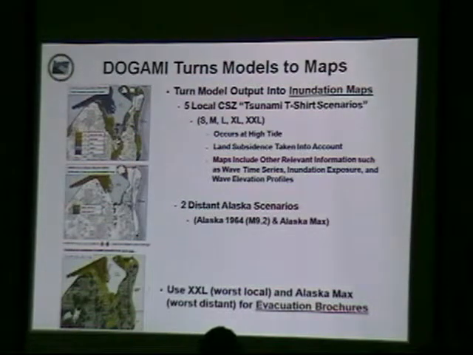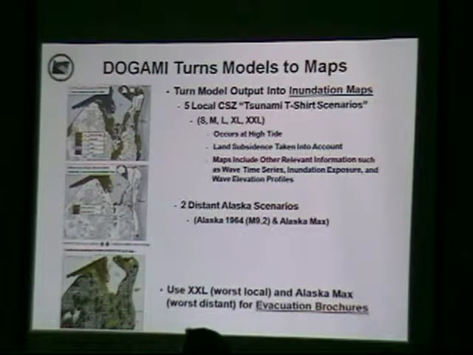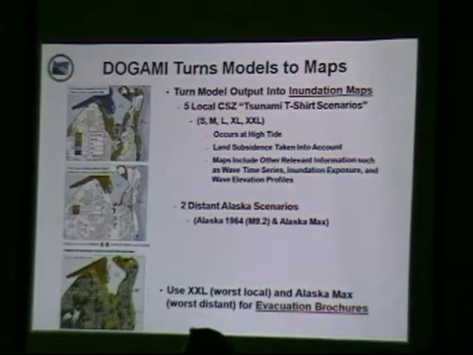We took that model data. We have 2 types of maps. We have inundation maps, which show the 5 local, we call them tsunami t-shirt sizes: small, medium, large, extra large, and extra extra large. And then we also have maps that show the 2 Alaska scenarios. The chiefs over there are standing next to these inundation maps that were just released this week. They're very science heavy, and I'll talk a little bit more about those in a minute, but afterwards you're welcome to go and look at those.